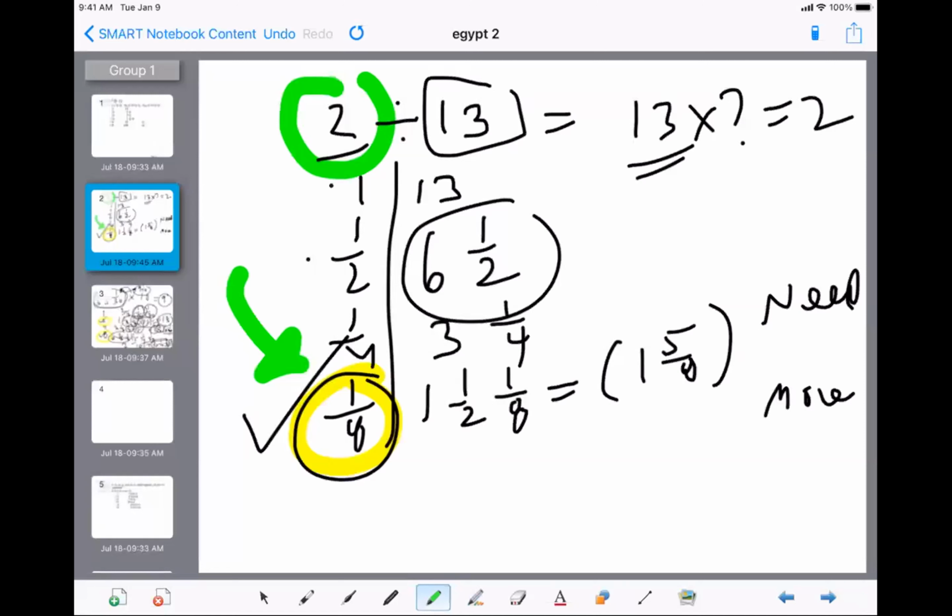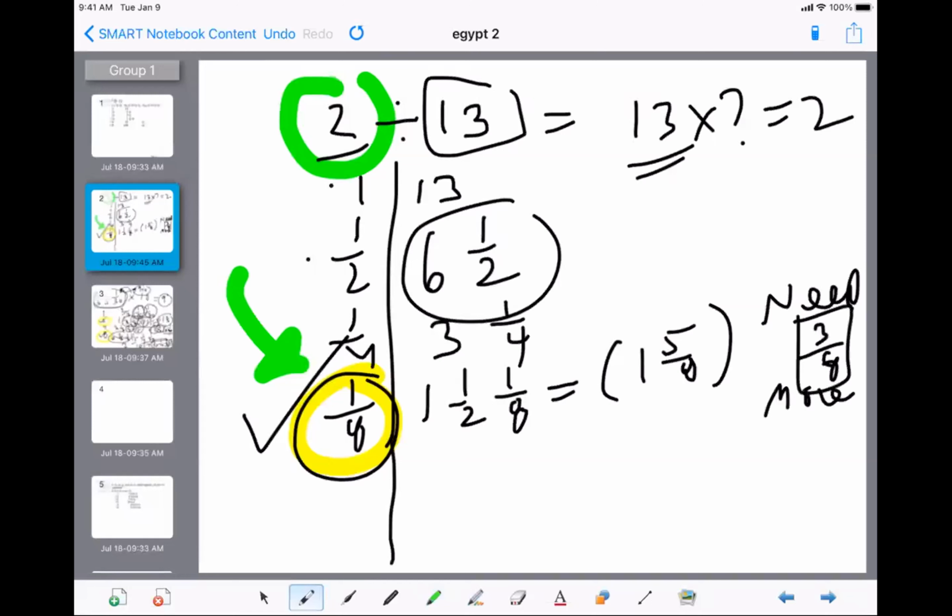Those don't add up to 2 yet. 1/8 is going to be used, but it's not done because we're going to need more. We need 3/8 more. So that's going to be a little tricky. So here comes the sneaky trick for how to complete this question.